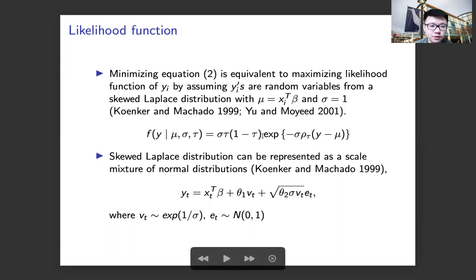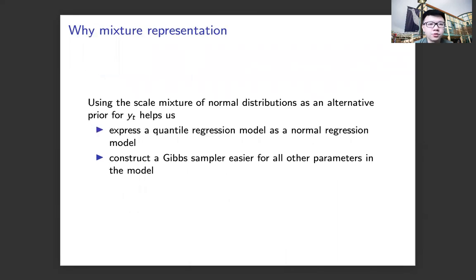And we notice that skewed Laplace distribution can be represented as a skewed mixture of normal distributions, which has a form here. And the Vt here follows an exponential distribution, and the Et follows a standard normal distribution. So why do we use mixture representation? Using the scale mixture representation of normal distributions as an alternative prior for Yt helps us to express a quantile regression model as a normal regression model. And it helps us to construct the Gibbs sampler easier for all other parameters in the model.